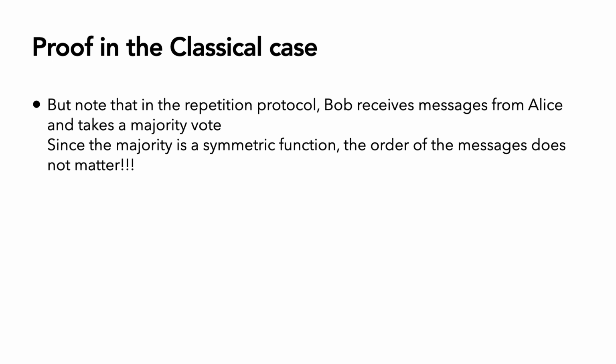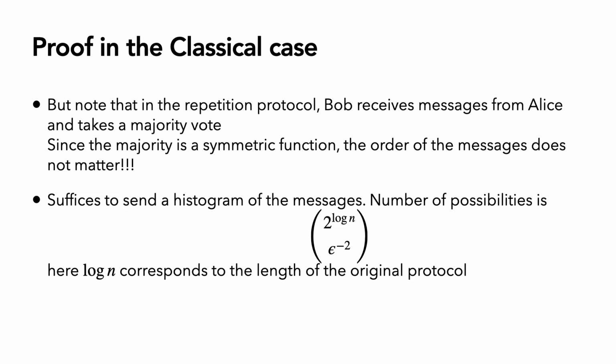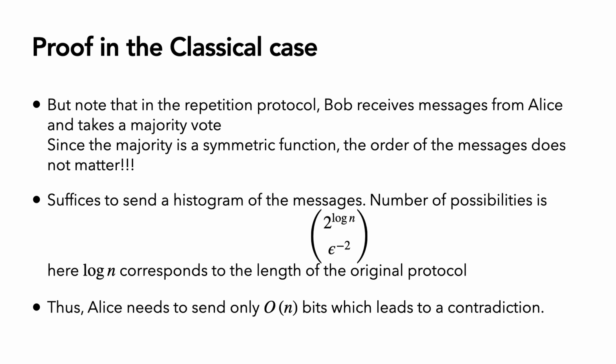The main observation is that in the repetition protocol, Bob receives messages from Alice and then takes a majority vote. Since majority is a symmetric function, the order of messages does not matter. Thus, it suffices to send the histogram of the messages. The number of possibilities is 2 raised to log n, choose epsilon squared. Here log n represents the length of the original protocol. Thus, Alice needs to send only order of n bits, which leads to a contradiction. This allows us to prove the required lower bound.